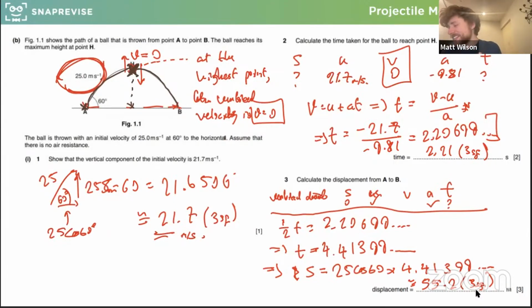So remember, the key idea here in all of these questions was that we know Suvat, which we can use whenever the acceleration is constant, and we can split our problems into a vertical problem and a horizontal problem, and we can solve those separately. And the thing that links those two equations is the time.